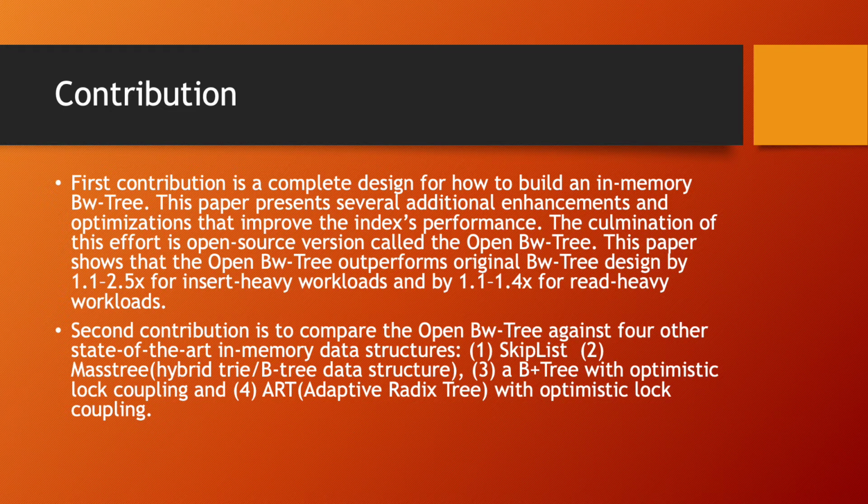Second contribution is to compare the OpenBW tree against four other state-of-the-art in-memory data structures: Skiplist, MassTree, which is a hybrid of trie and B-tree data structure, a B plus tree with optimistic lock coupling, and ART, which is adaptive radix tree with optimistic lock coupling.